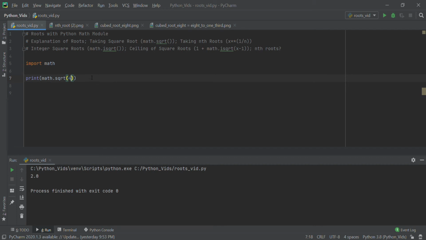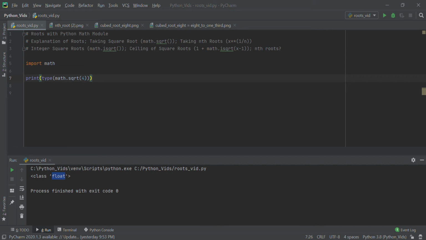So if we print the type of this and see what it gives us, it's class float. So math.sqrt is going to give us a float value, even though the answer is actually just 2. It could be represented by an integer. So let's keep that in mind for later when we talk about the integer square root, and we'll see a little difference between isqrt versus sqrt. But let's revisit that when we get there.